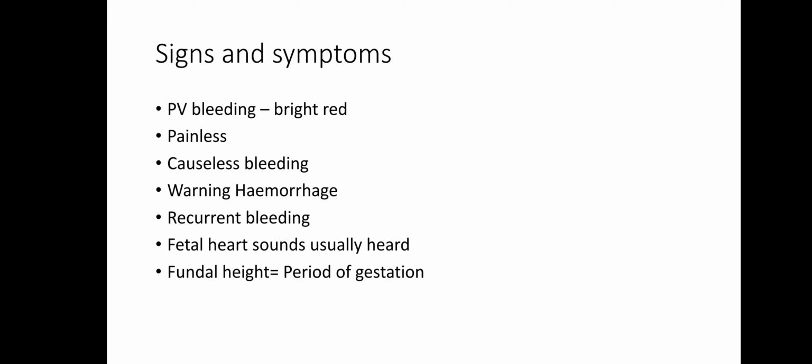The bleeding will be painless, unlike abruptio, because in abruptio it's kind of violent. The placenta literally separates prematurely from the uterus, from the top of the uterus wall. So that's painful. But in previa it's painless and it's causeless. There is no history of trauma. There is a warning hemorrhage, which means spotting a few weeks or a month earlier than the actual PV bleeding.